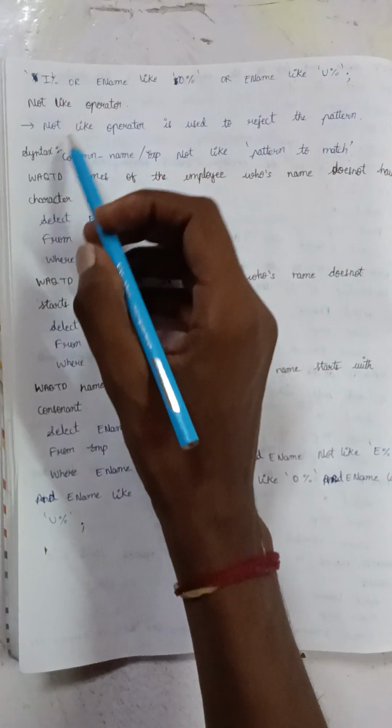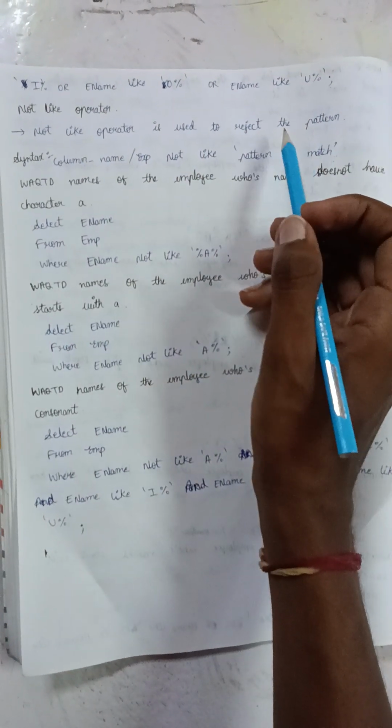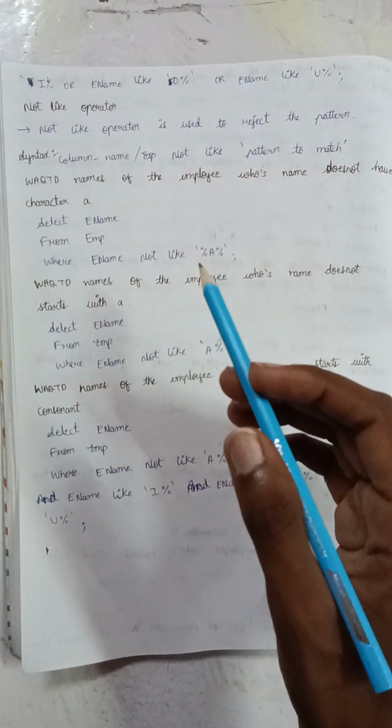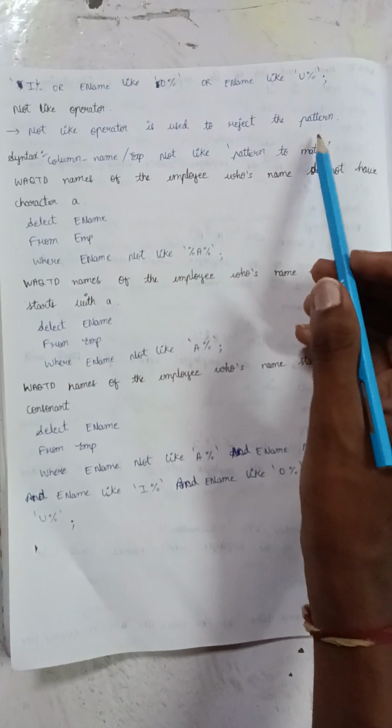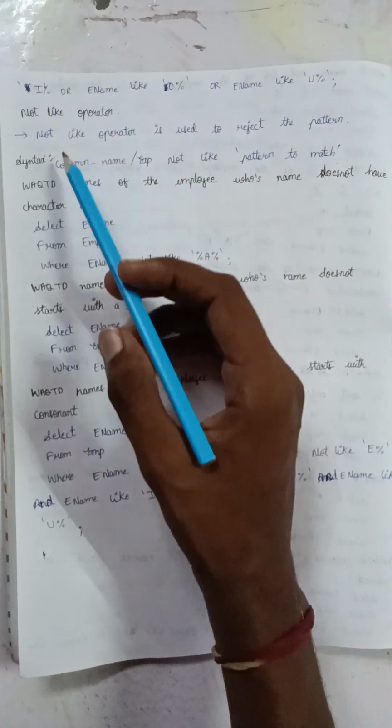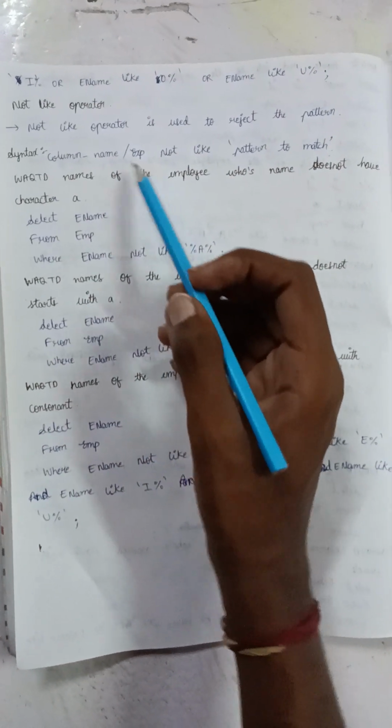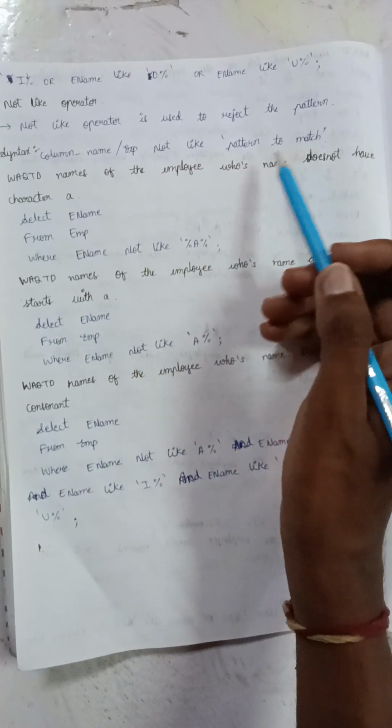NOT LIKE operator. The NOT LIKE operator is used to reject the pattern. The LIKE operator accepts the pattern, but here it is used to reject the pattern. It is the opposite of the LIKE operator. Syntax: column name or expression NOT LIKE a pattern to match.